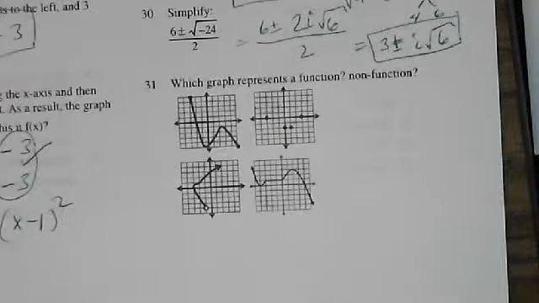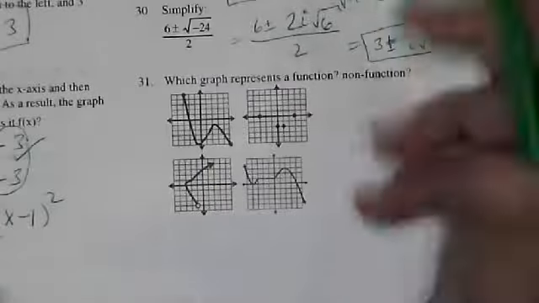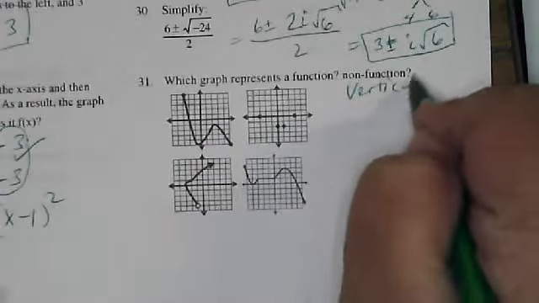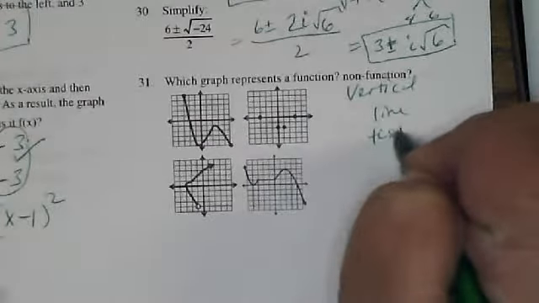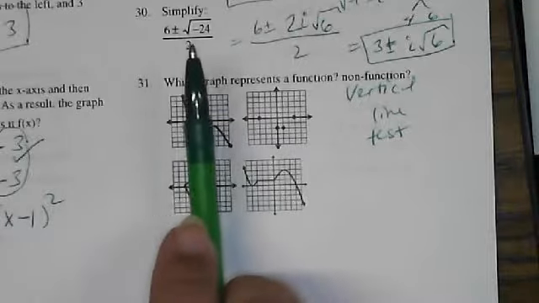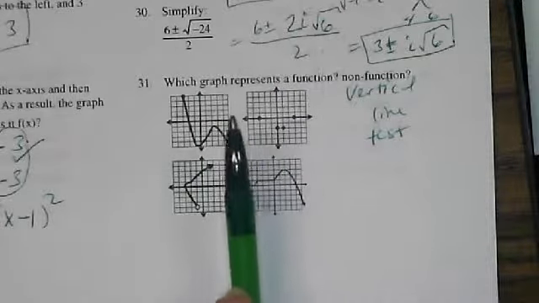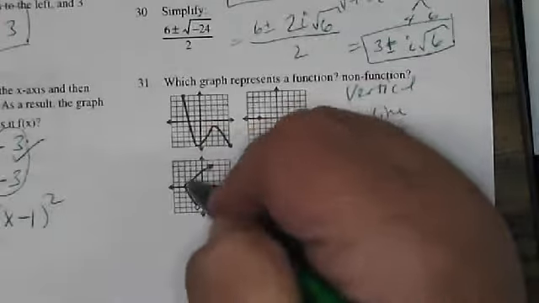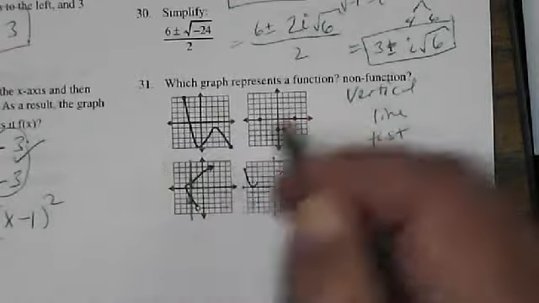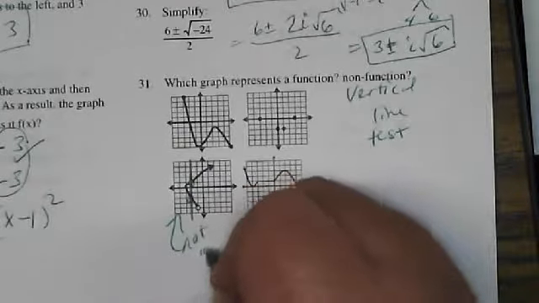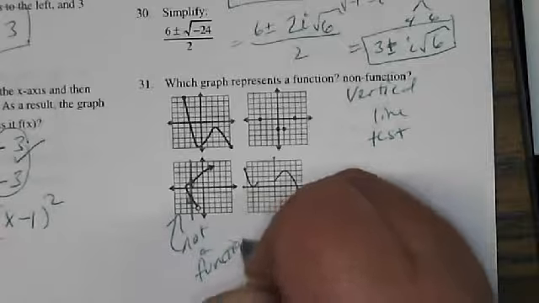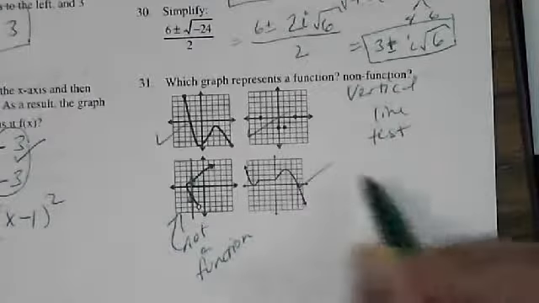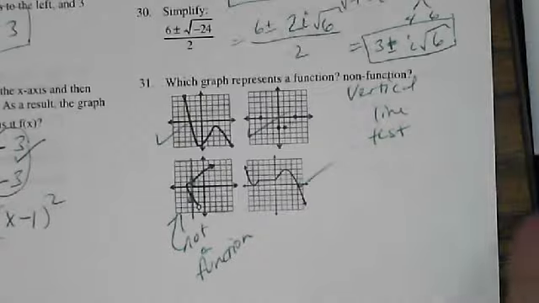Alright, so today we finished up to problem 40. They want to know which graph represents a function, not a function. You've got to use your vertical line test. So if you'll notice, as you go across the top left, top right, bottom right, all of those are good. What happens when you hit bottom left? Right there, it hits twice. This one is not a function. All the others, those are all functions.